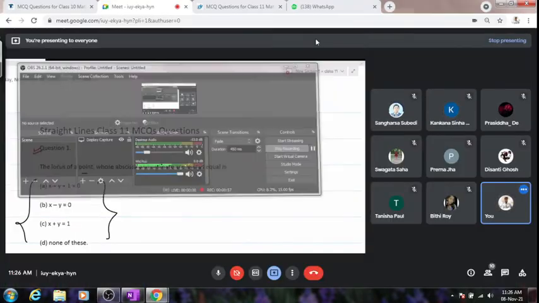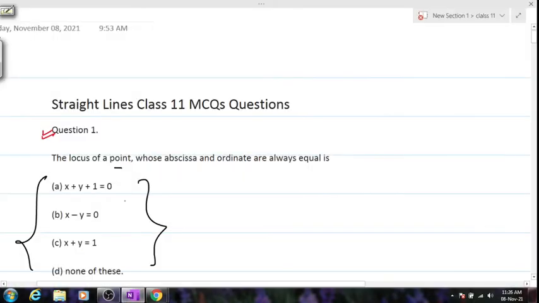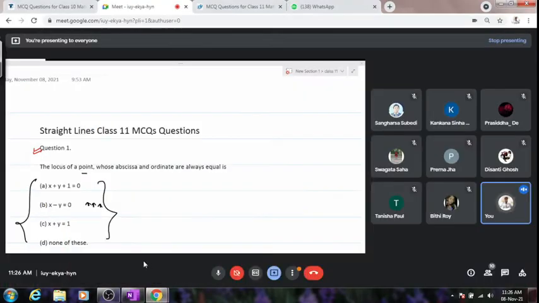Prasiddha, Kankana is also telling option B. Bombay, I have got 3 answers. Anyone else would like to give it a shot?